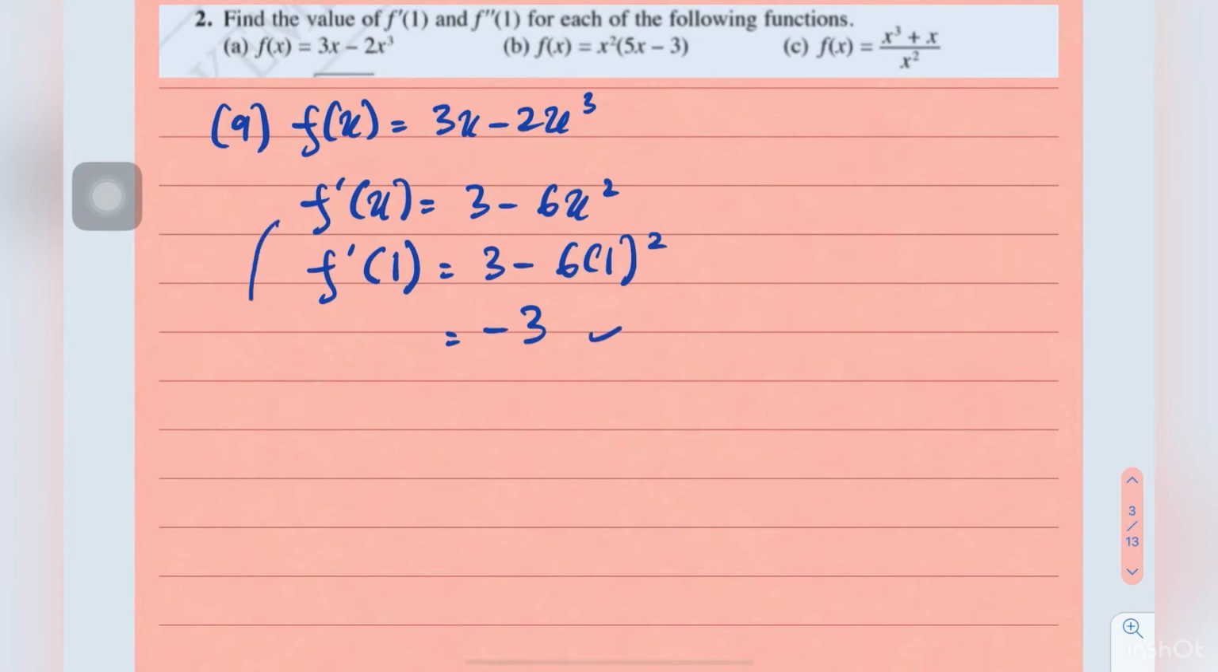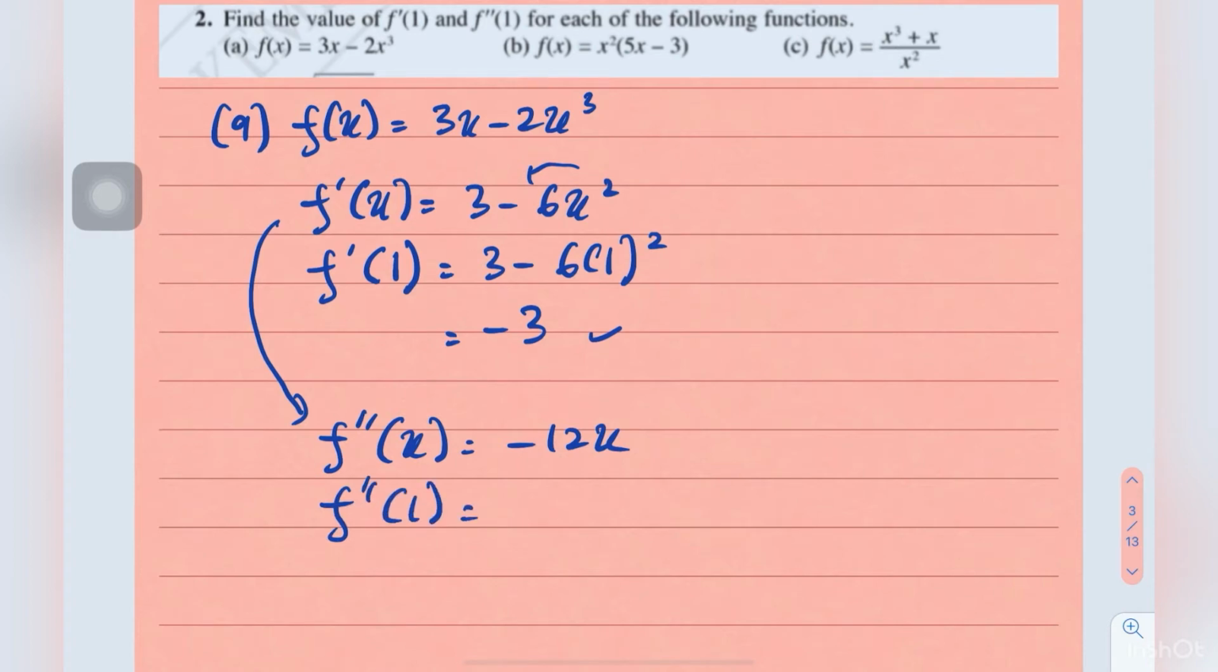You have to differentiate another time. F double prime x is negative 12x. So when x equals 1, negative 12 times 1 equals negative 12.